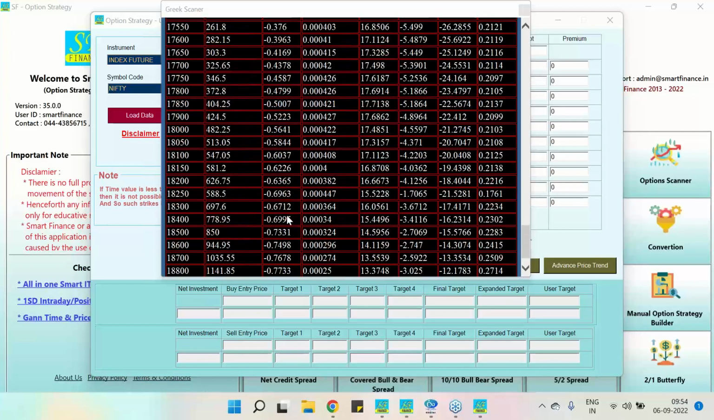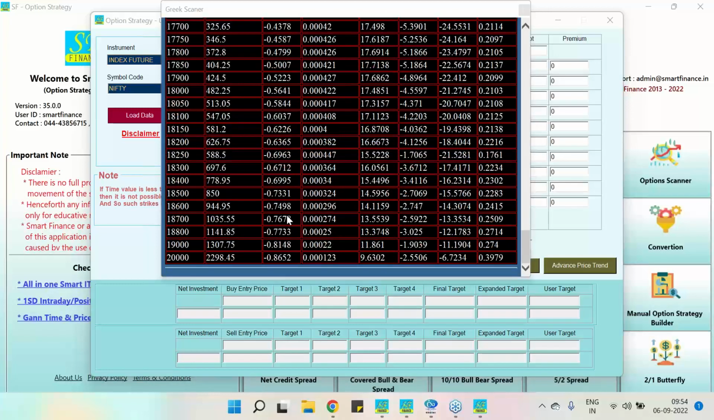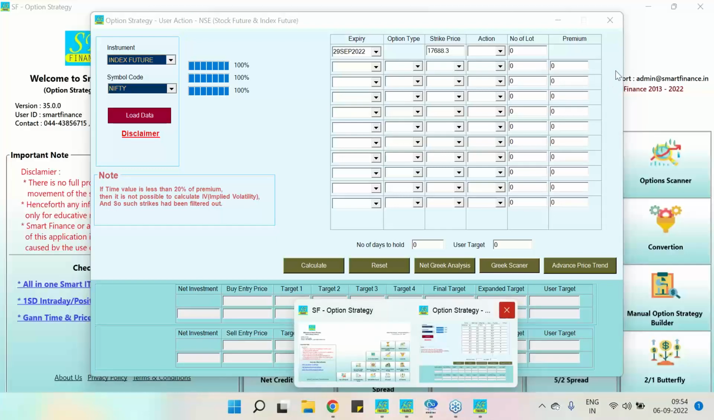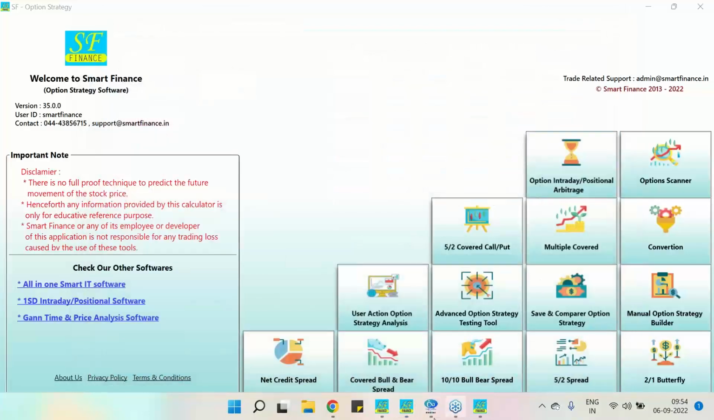If you want to hedge a future buy with 70% delta, you can hunt for a put option having 0.7 as your delta, also negative delta. So this is how you can utilize this Greek scanner. It is an excellent tool, but it is for advanced traders. Those who do not understand the meaning of delta, theta and vega, it is of no use for them. So this part is done.